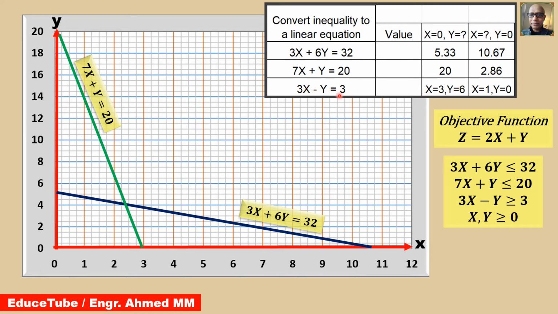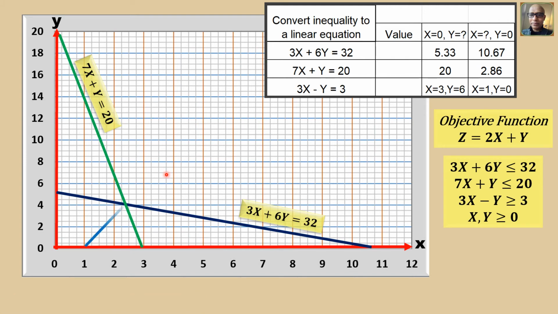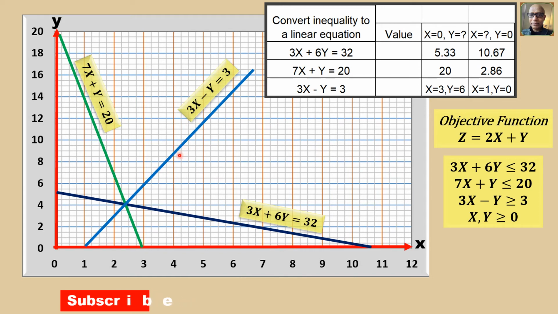If x equal to 3, y will be 6. This point will be somewhere here. So if we plot the line, it comes like this. So we got this. Now 3 equations are intersecting here.